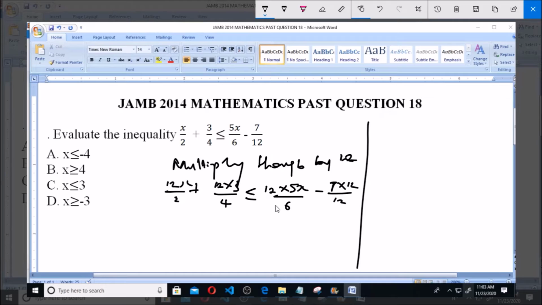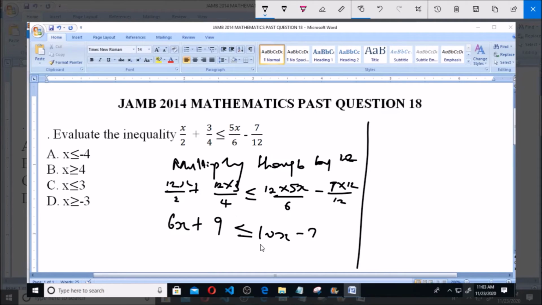Now from here, 12 divided by 2 will give us 6x plus, now 12 divided by 4 will give us 3, and 3 times 3 will give us 9. It's less than or equal to 12 divided by 6 is 2, and 2 times 5 will give us 10x. Then 12 divided by 12 will give us 1, times minus 7, minus 7.